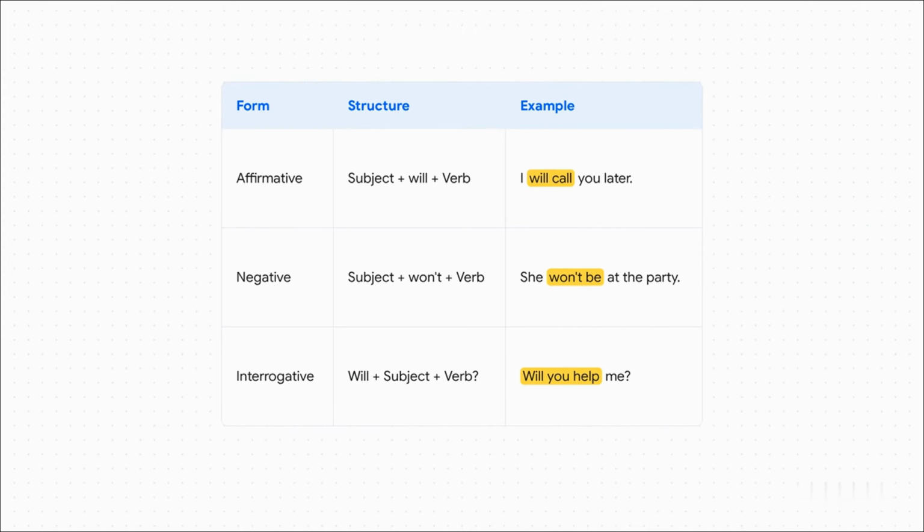And the best part, this little formula is incredibly consistent. It works for everything. For a positive statement, you've got, I will call you later. Need to make a negative? Will just flips to won't. She won't be at the party. Easy. And if you want to ask a question, you just slide will right to the front. Will you help me? See? It follows the same logic every single time.